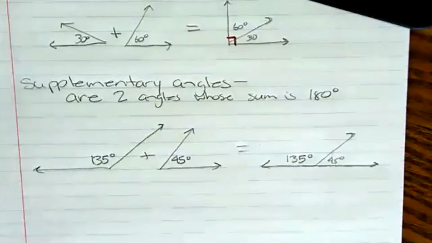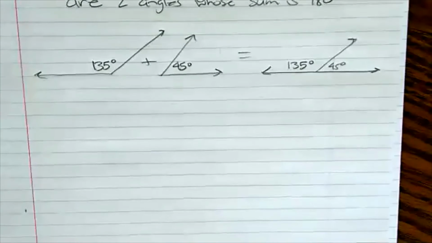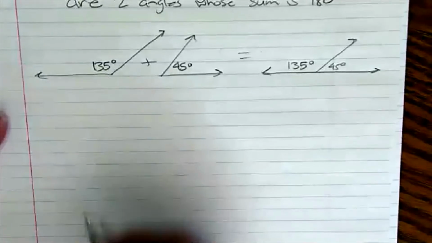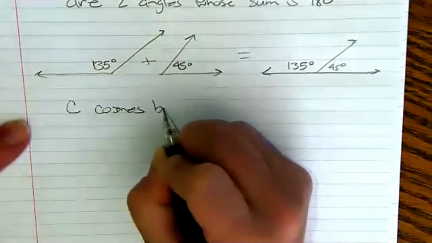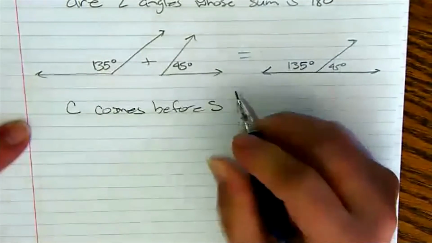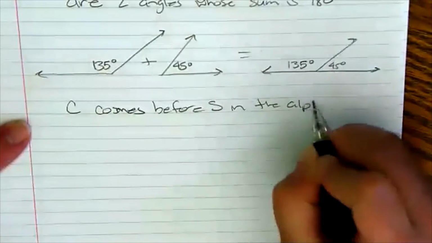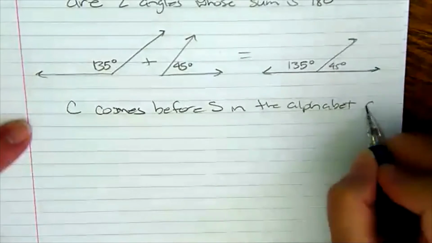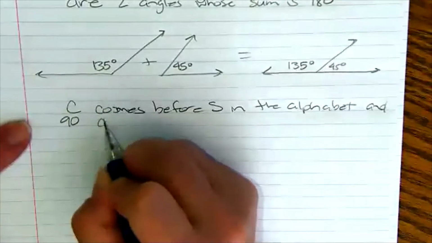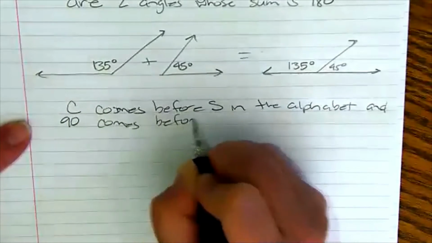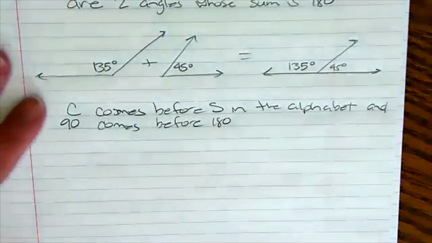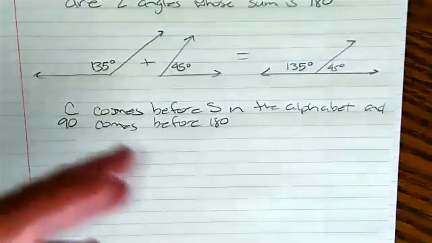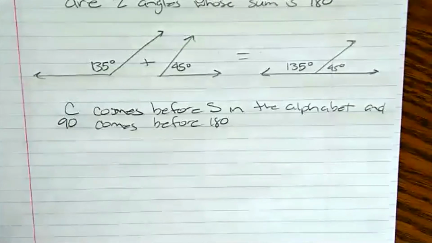So how do we remember this? Well, there's a few different ways of remembering this. Some people think, okay, C comes before S in the alphabet, and 90 comes before 180. So some people choose to remember complementary and supplementary this way. That's how some people remember it.